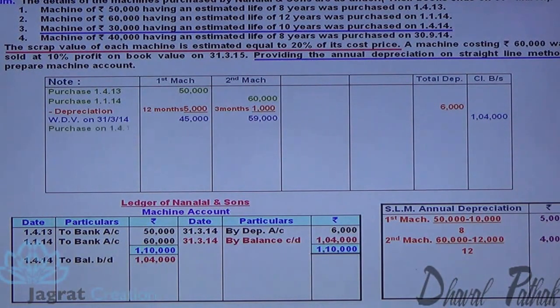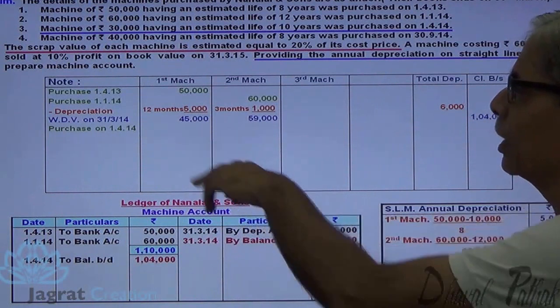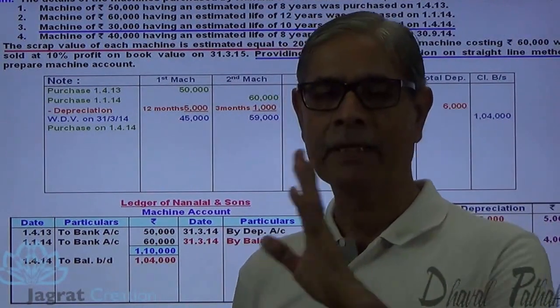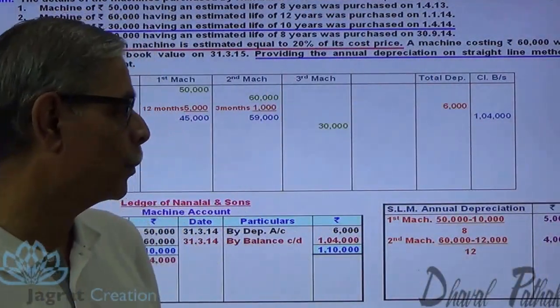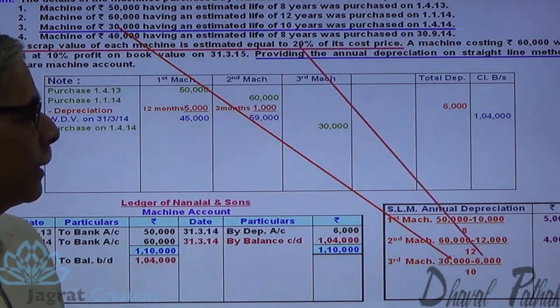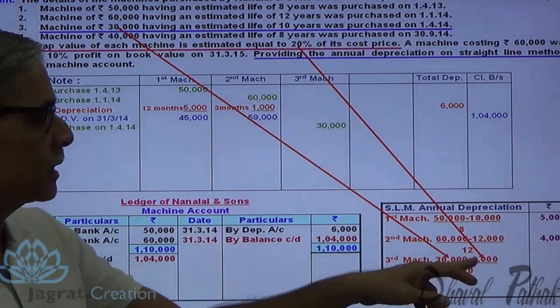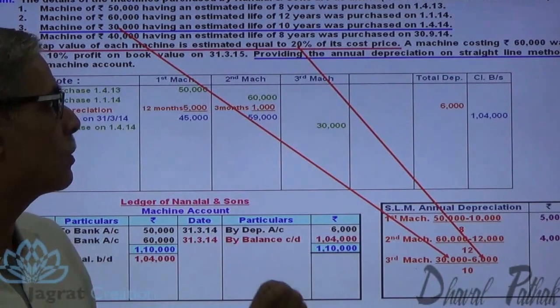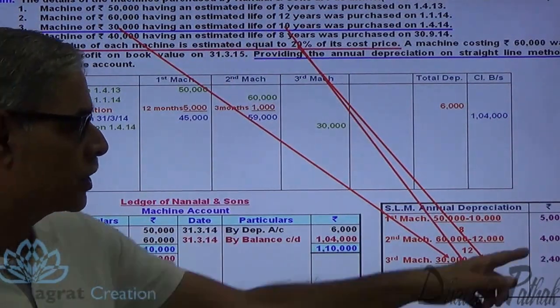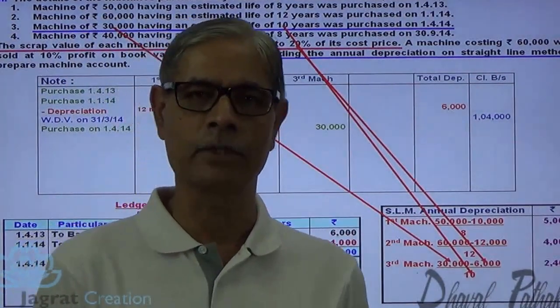Third machine 30,000. Purchased on 1/4/2014. Annual depreciation will be worked out. So 30,000 minus 20% of 30,000. 20% of 30,000 is 6,000. 30 minus 6, 24,000. Estimated life 10 years. So annual depreciation will be 2,400 for the third machine.